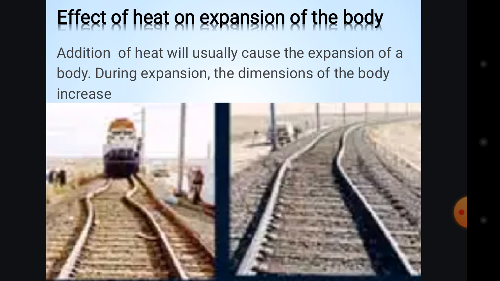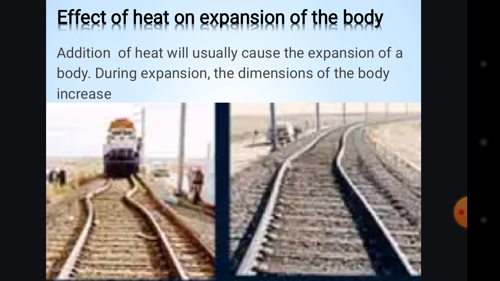So let's talk about the effect of heat on expansion of the body. Addition of heat will usually cause the expansion of a body. During expansion, the dimensions of the body increase. So you see, when we say expansion, we are talking about the increase in size of the body, and that expansion is due to the effect of heat on it.